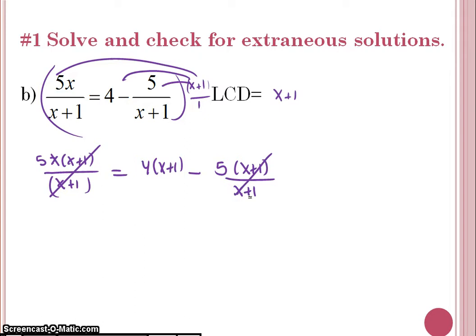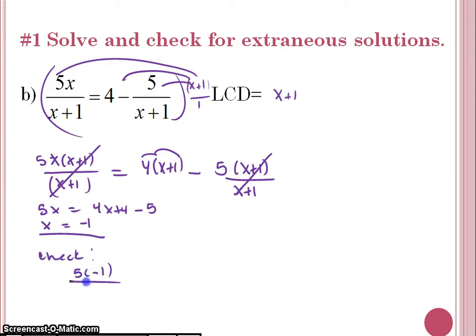I got rid of the fraction. That's the point of multiplying by the LCD. So I have 5x equals, distribute, 4x plus 4 minus 5. I'm going to subtract 4x to the other side. Combine 4 minus 5 is minus 1. I'm going to check this. 5 times minus 1 over minus 1 plus 1. At this point you can stop because we would be dividing by 0, and that is undefined, which tells me that my solution here, x equals negative 1, is an extraneous solution.